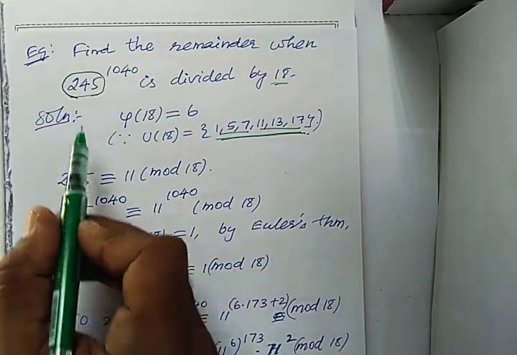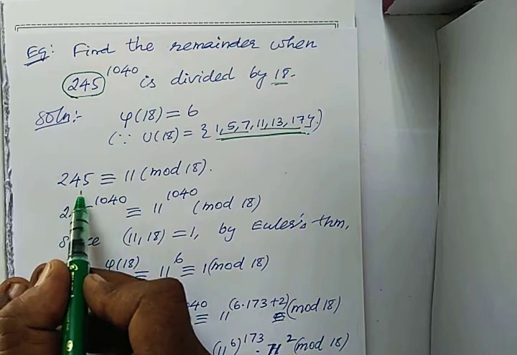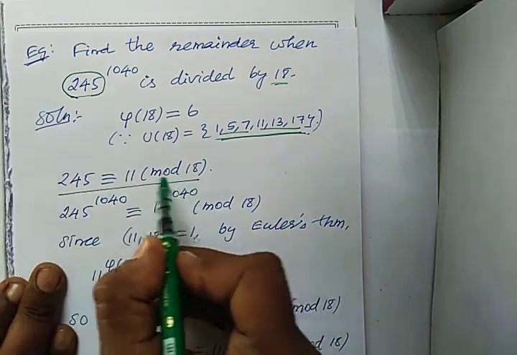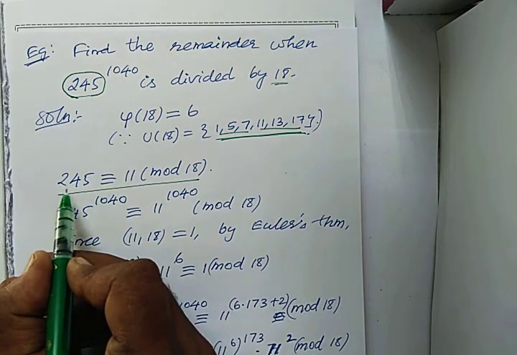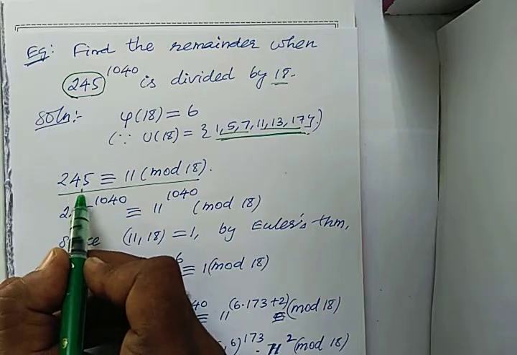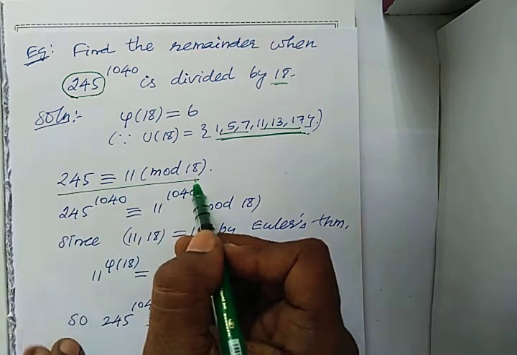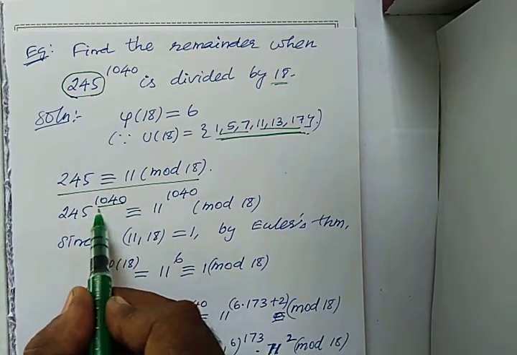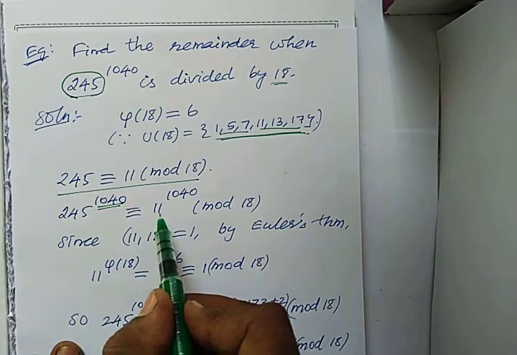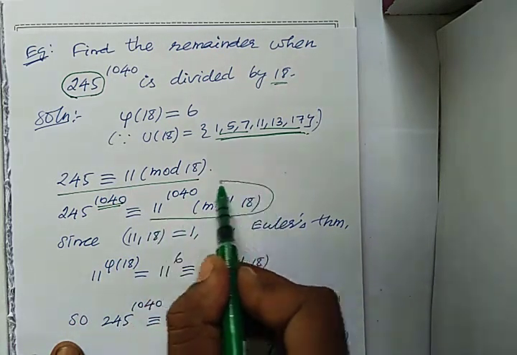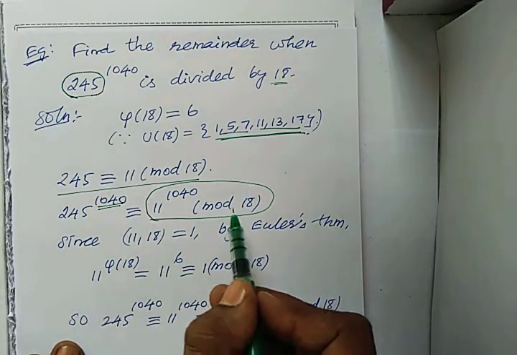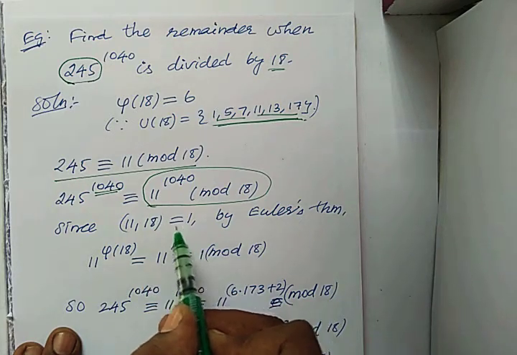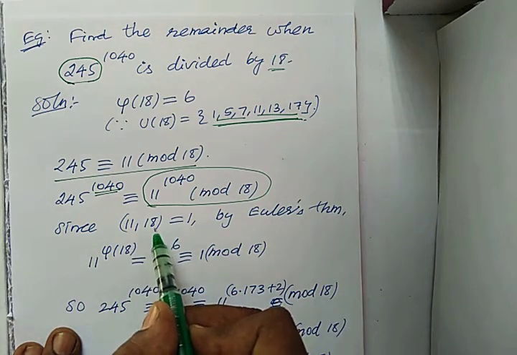We try to reduce the base. See here, 245 is congruent to 11 mod 18, because 234 is divisible by 18. So we get this one, but we need this to the power 1040. So we need 11 to the power 1040 mod 18. But see here, this 11 is relatively prime to 18.